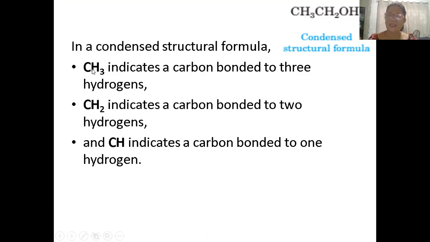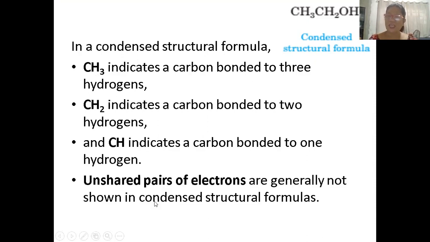The condensed formula shows carbon and hydrogen. That is CH3, CH2, CH, and the shared pair of electrons is also shown in a condensed formula. In a condensed formula, you will always see CH3, CH2, CH.